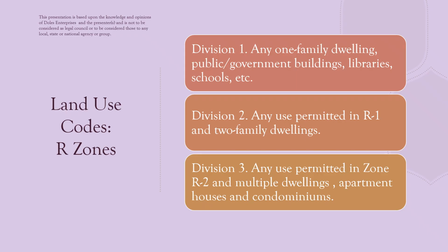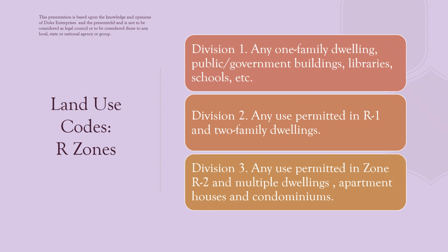Residential zones in the International Zoning Code are divided into 3 divisions. Division 1 is any one-family dwelling, public government building, libraries, schools, etc. Division 2 is any use permitted in the R1 area and 2-family dwellings. Division 3 is any use permitted in Zone R2 and multifamily dwellings, apartment houses, and condominiums.